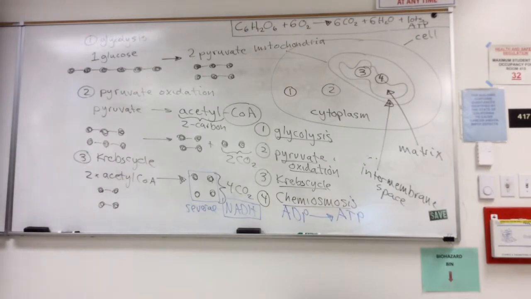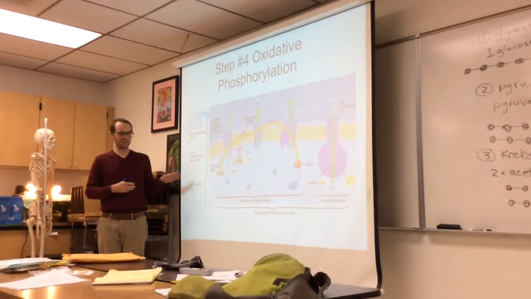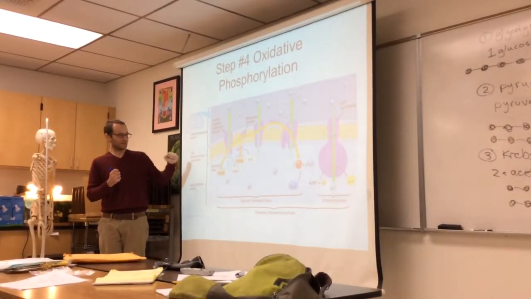How's that? Good? I know there's lots going on up there, but just remember there's 4 steps for us. You've got glycolysis, pyruvate oxidation, the Krebs cycle, and then this process we're going to talk and act out here. So this is what happens next. I'm not going to write it up there. I'm just going to talk about it and we're going to act it out.